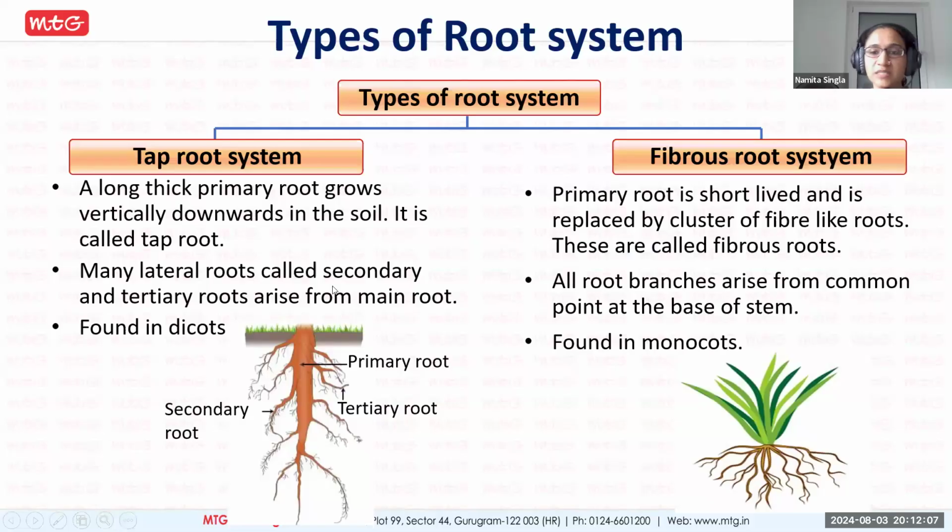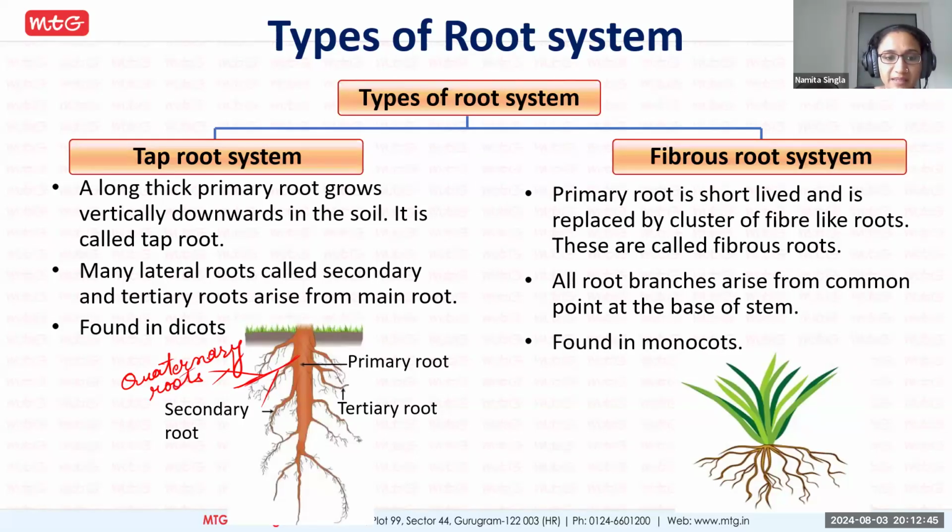Then we have the taproot system and the fibrous root system. In different plants, different types of root systems are present. In the taproot system, there is a main root over here. This is the main root or the primary root, which is thicker as compared to the branches. Then on this primary root, branches develop. The first branches that develop on the primary root are called secondary roots. So this is the secondary root. On this secondary root, further branches develop, called tertiary roots. On this tertiary root, further branches can develop, which will be called quaternary roots.